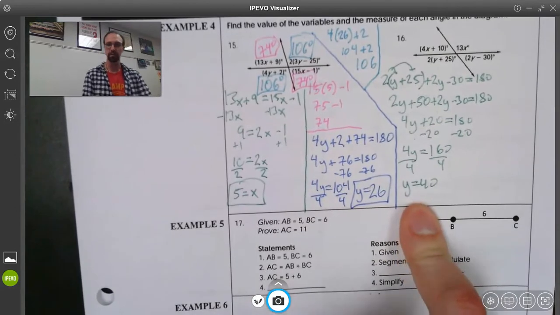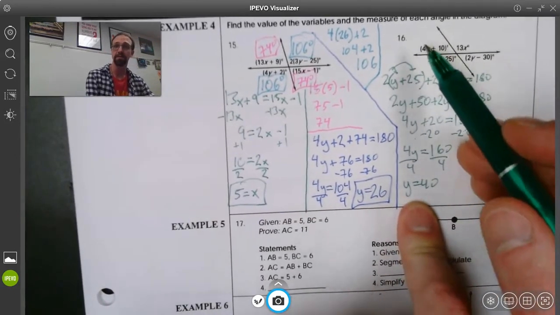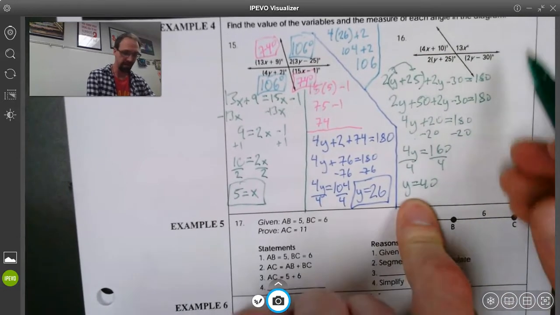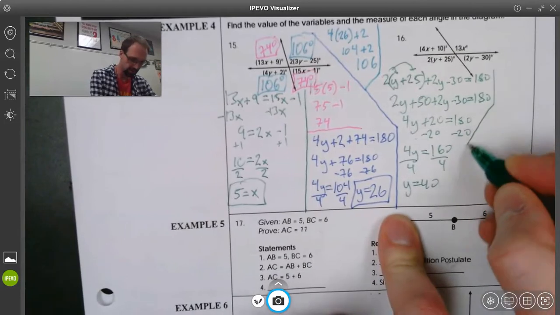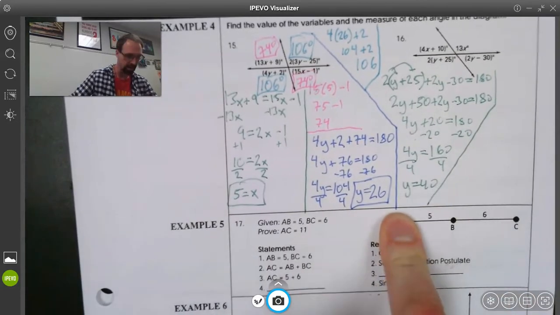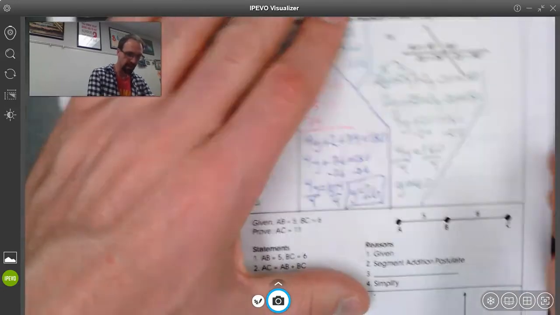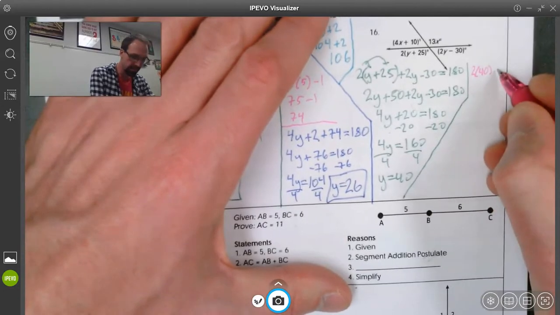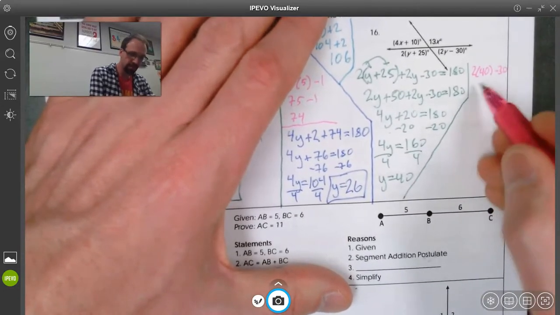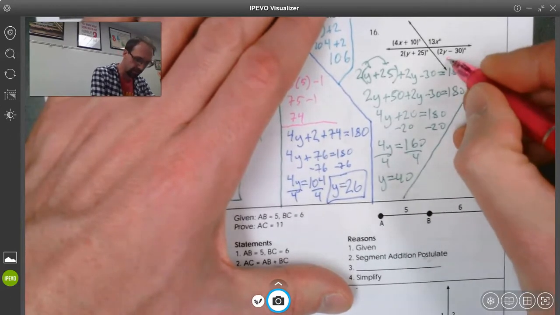So because y equals 40, that's going to give me the values of these two, and then I can use vertical angles to then find the measurements of those as well. So if I use y equaling 40 to help me with finding the measurements of these angles, then I can do 2 times 40 minus 30, so that's going to be 80 minus 30, so that's 50, so this one's 50 degrees.